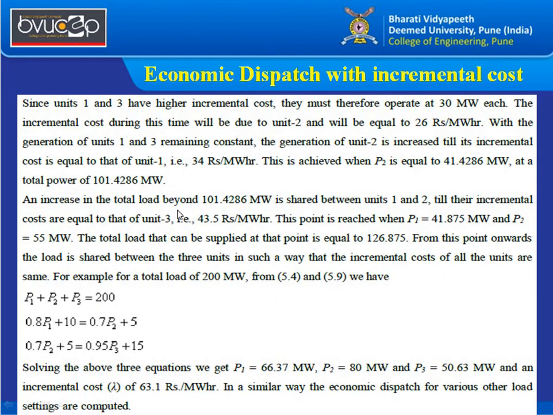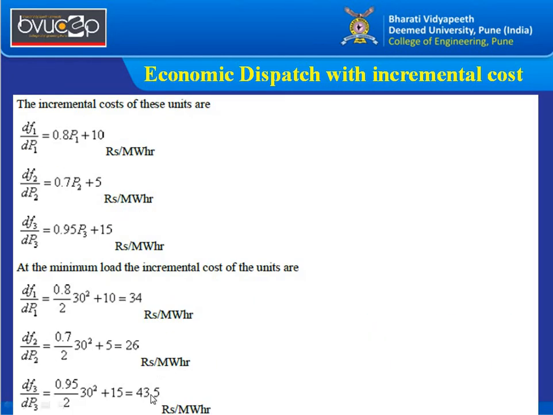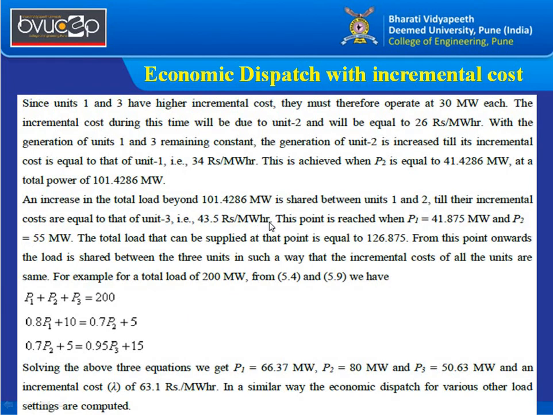So an increase in the total load beyond 101.4286 megawatt is now shared between units 1 and 2 till their incremental cost is equal to that of the third unit, which is 43.5 rupees per megawatt hour. This point is reached when P1 is 41.875 megawatt and P2 is 55 megawatt. So the total load that can be supplied at this point is now equal to 126.875.